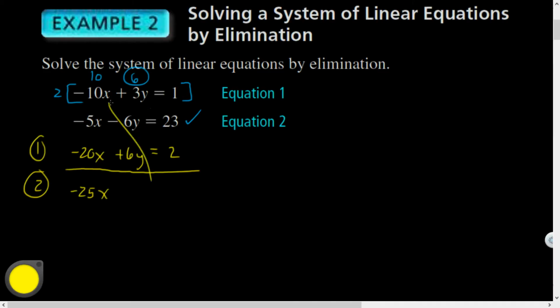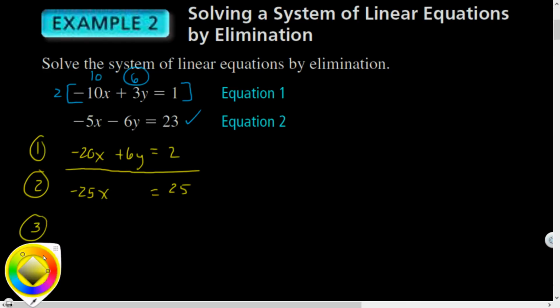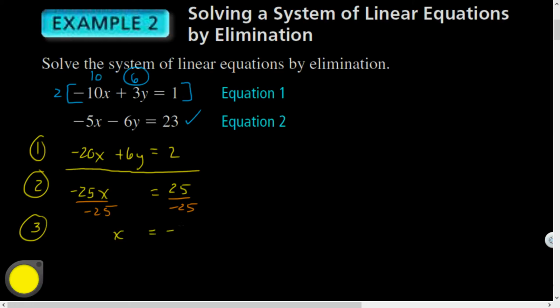Those guys just cancel each other out. There's 0 y's. I'm not even going to write it. Equal sign, and then 23 plus 2 is 25. So it takes a little bit of work, a little bit of analysis, and that's the step we're going to work on today. But let's finish solving this problem so we at least get the reward of the answer. So I'll divide both sides by negative 25, and I get x equals negative 1 by the looks of it.